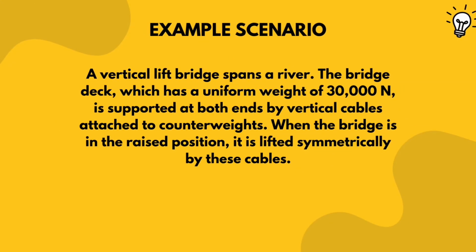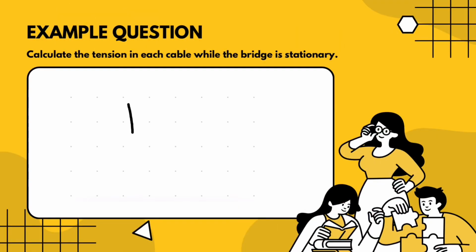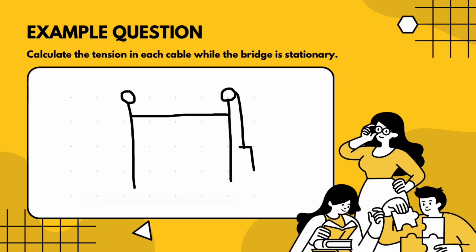So to better grasp the mechanics of the vertical lift bridge, let's look at an example. Let's say we have a vertical lift bridge in static equilibrium that has a span that weighs 30,000 newtons. It's supported by 2 cables, each cable being attached to a counterweight. Say we wanted to find the tension values in each cable.